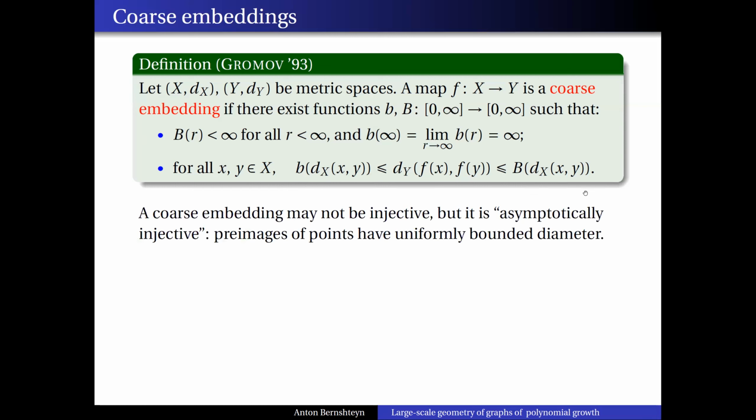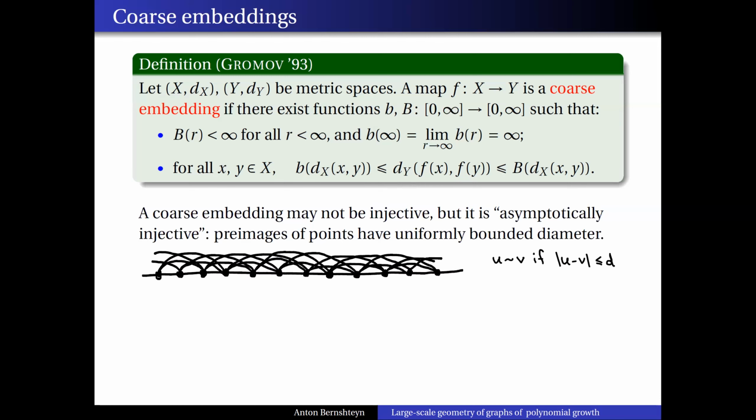So coarse embeddings don't have to be injective. I mean, they're not actually embedding somehow, but they're kind of asymptotically injective. That's the idea. Specifically, the lower bound here implies that the preimage of every point, maybe it's many points, is a set of uniformly bounded diameter. So it's like a bounded-to-one function, not quite injective. Here are some pictures to illustrate this.